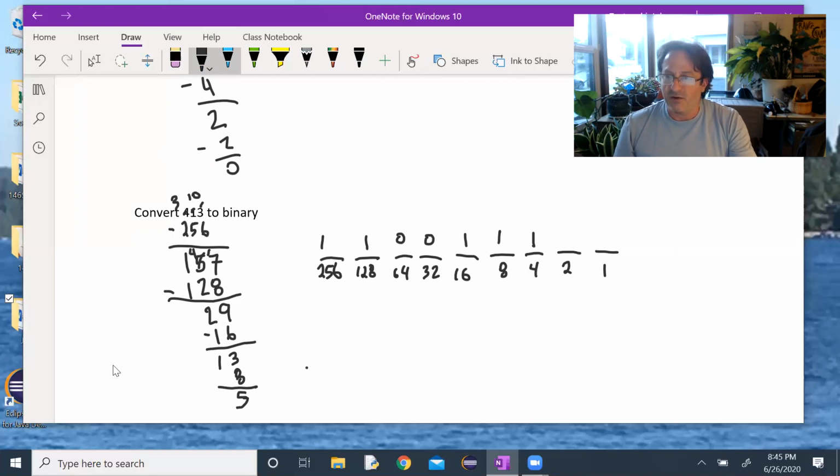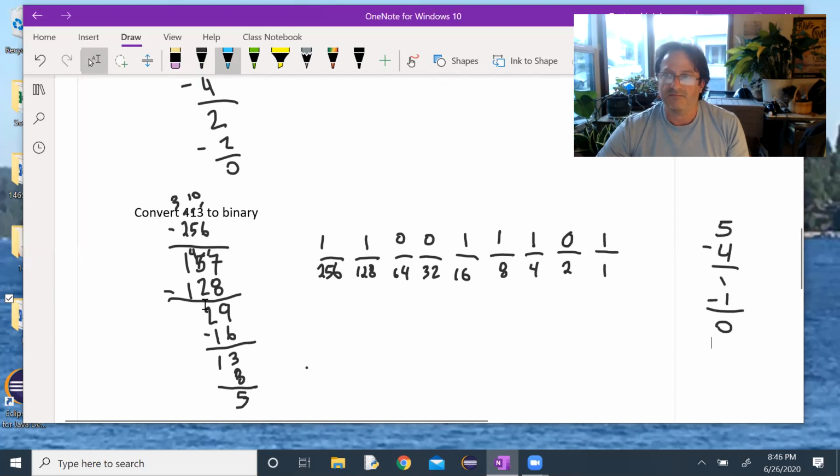So there's certainly a 4 left in there, and I'll just come over here because I'm out of room. So 5 minus 4 is 1. That can't contain a 2, so there's a 0 there. And we have 1, 1. We should always end up with 0 as we do the subtracting out of powers of 2 here. So the binary number 1100111101 represents 413 in decimal.